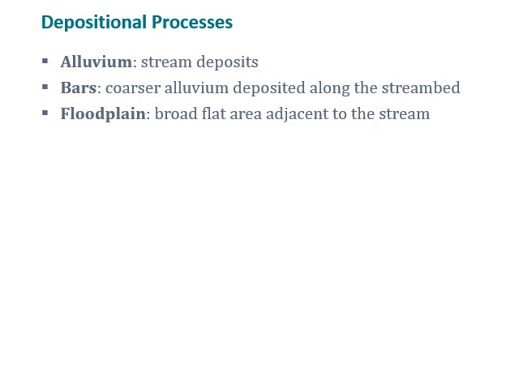After erosion and transport, streams must deposit sediment eventually. These deposits occur as alluvium in streams, as bars, which are coarser alluvium deposited along stream beds, or in floodplains, which are broad, flat areas adjacent to the streams. If sediment is carried to the end of streams in deltas, it will be carried out into the ocean.